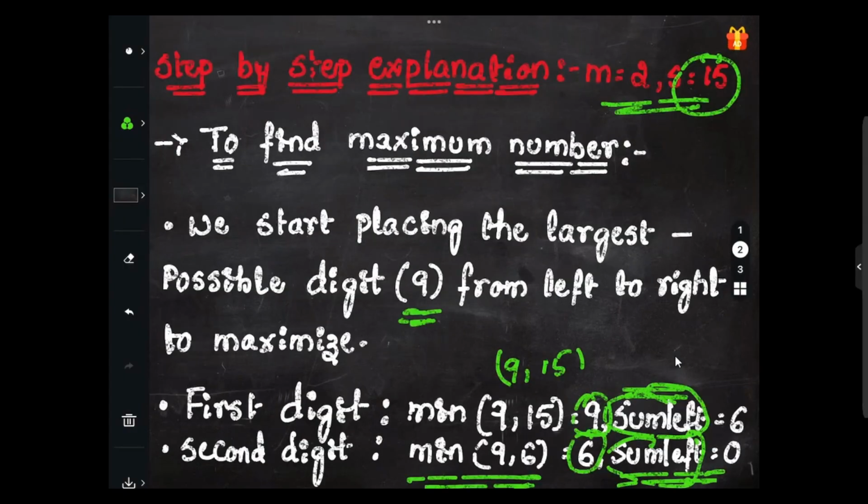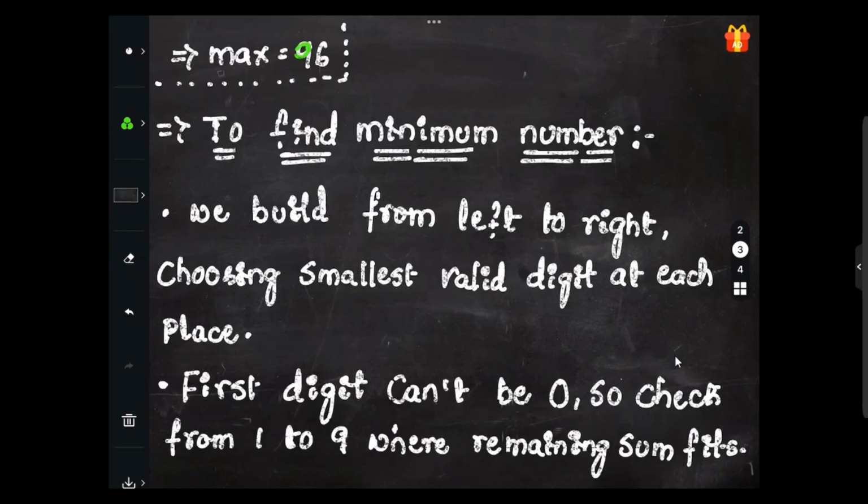So maximum we will go with 96. Maximum will go with these two digits. So maximum is 96 here. These two digits we will consider, basically 9 and 6. So we will consider 96.